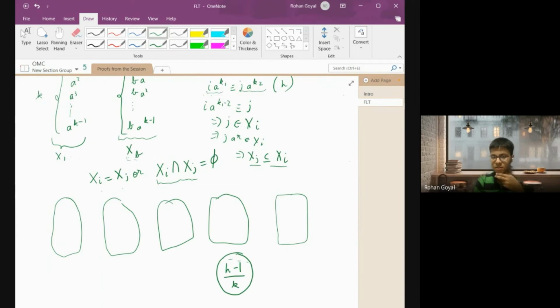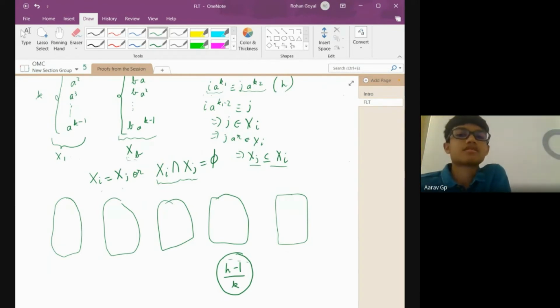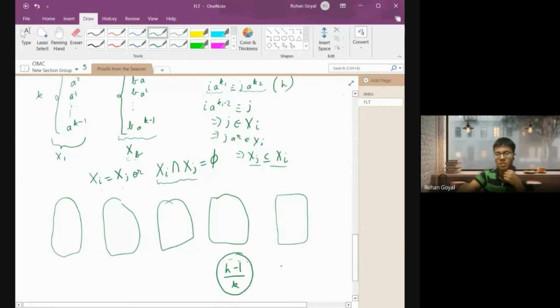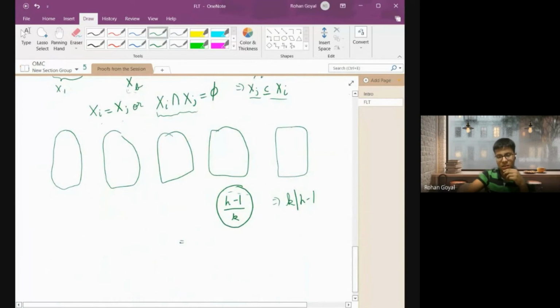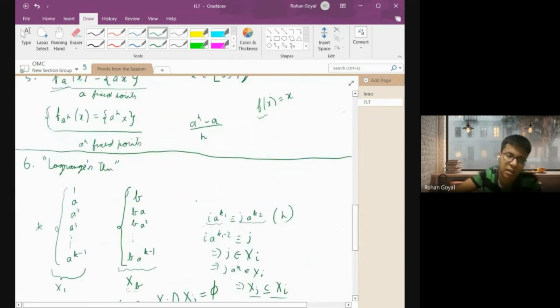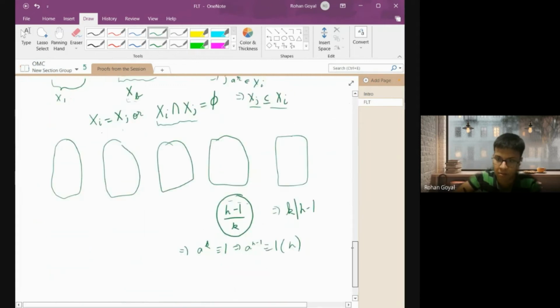Does that make any sense? So you get that k divides p minus 1, which is what we desired. So we are done. We have a to the k is congruent to 1 implies a to the p minus 1 is congruent to 1. Not p. So we're done. This is also what's called Lagrange's theorem, and it comes in useful in group theory, whatever that means. Just a thing to know.